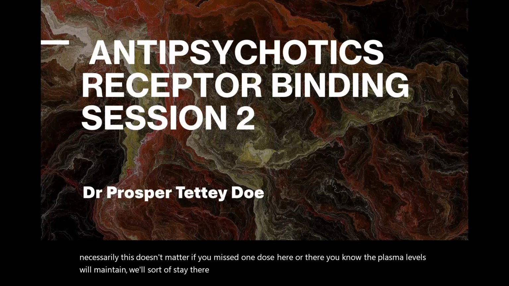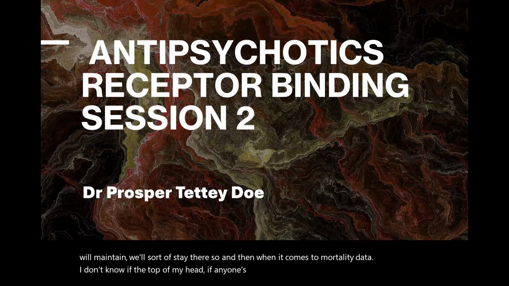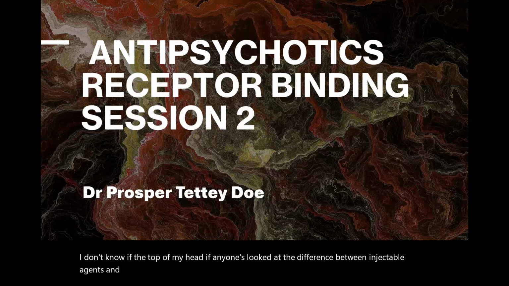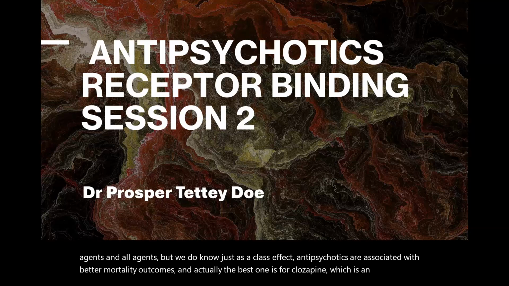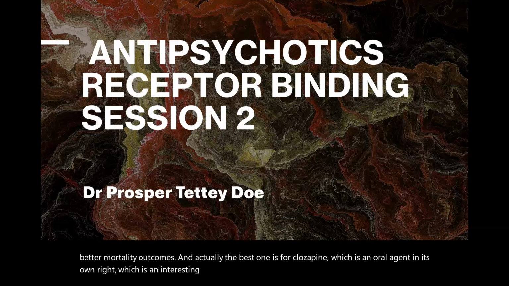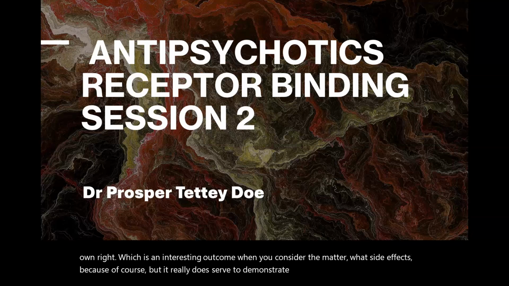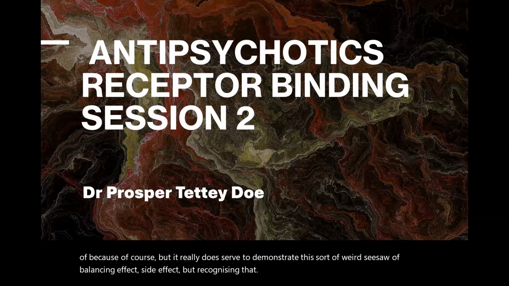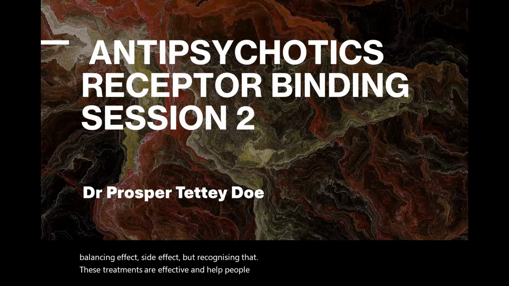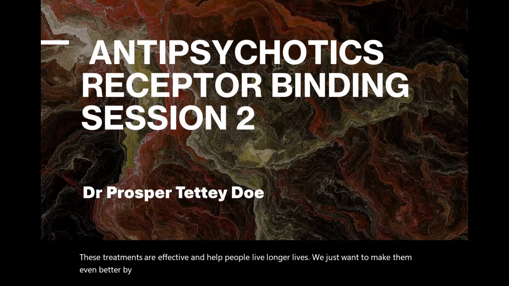When it comes to mortality data, I don't know off the top of my head if anyone's looked at the difference between injectable and oral agents, but we do know, as a class effect, that antipsychotics are associated with better mortality outcomes. The best one is clozapine, which is an oral agent in its own right, an interesting outcome when you consider the metabolic side effects of clozapine. It demonstrates this weird seesaw of balancing effect and side effect, but recognizing that these treatments are effective and help people live longer lives. We just want to make them even better by choosing the most appropriate treatments where possible.